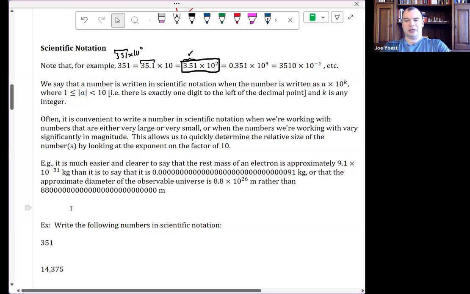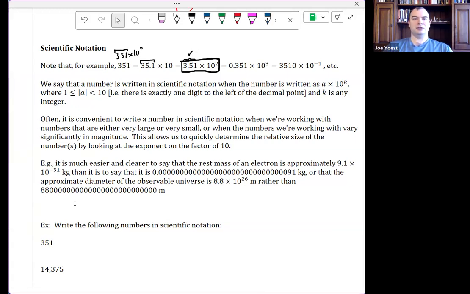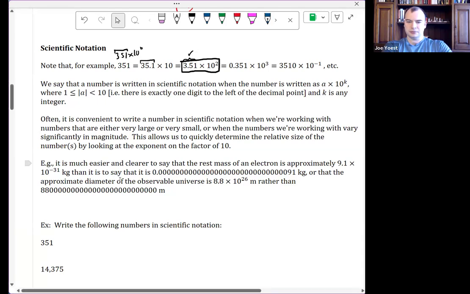If I look at the rest mass of a proton and I see that it's about 10 to the negative 29 kilograms, I know that a proton is about 10 squared as massive. It's about 100 times as massive. Or maybe I see that the approximate diameter of the observable universe is 8.8 times 10 to the 26 meters. Again, that's a much nicer way to write this than to say 8 and a whole bunch of zeros meters.